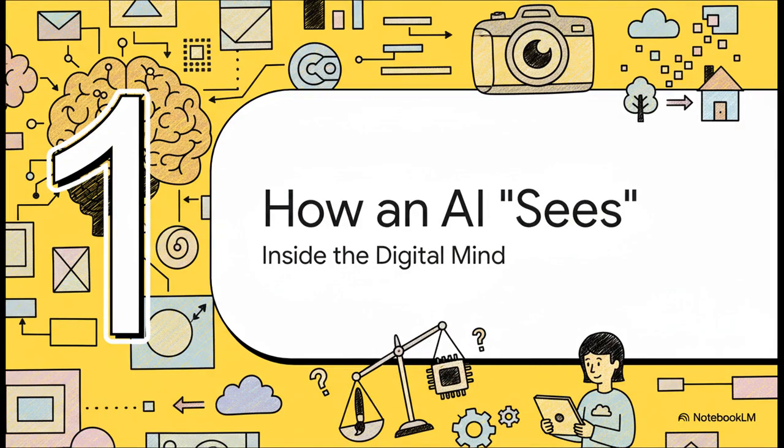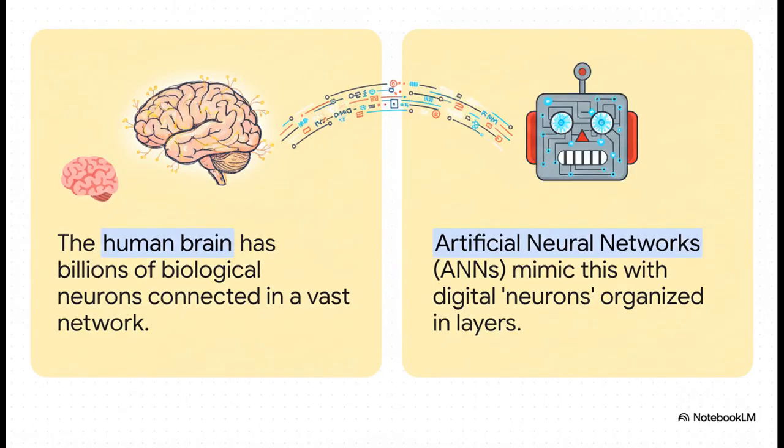Okay, so first things first, we've got to get our heads around how an AI actually sees the world. It doesn't have eyes, obviously. It uses math, and it uses patterns. And this all happens inside its digital mind, which is built on a really fascinating structure we're about to dive into. So at the very heart of AI vision, you've got this thing called an artificial neural network, or ANN for short. And it's a system that's literally designed to mimic our own brains. But instead of squishy biological neurons, ANNs use digital neurons that are organized in these neat layers to process information.